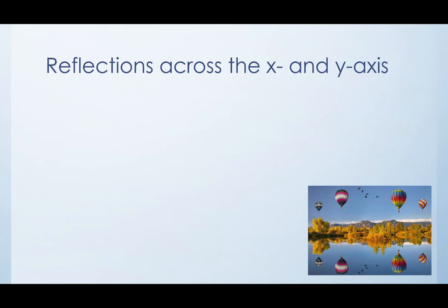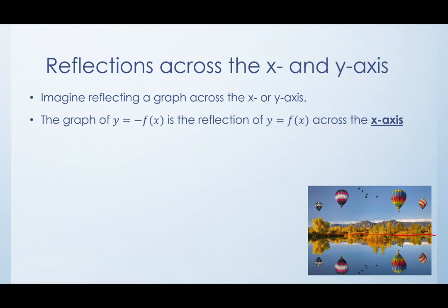All right, so we've talked about symmetry, and a reflection is basically making a new function that looks symmetric in some way to the original function. So here, we've got our picture, we've got our water, our hot air balloons, and the surface of the water is our reflection, right? We're reflecting what's in the air above the water down into an image that's below the water. So, we're reflecting the graph across the x or the y-axis.